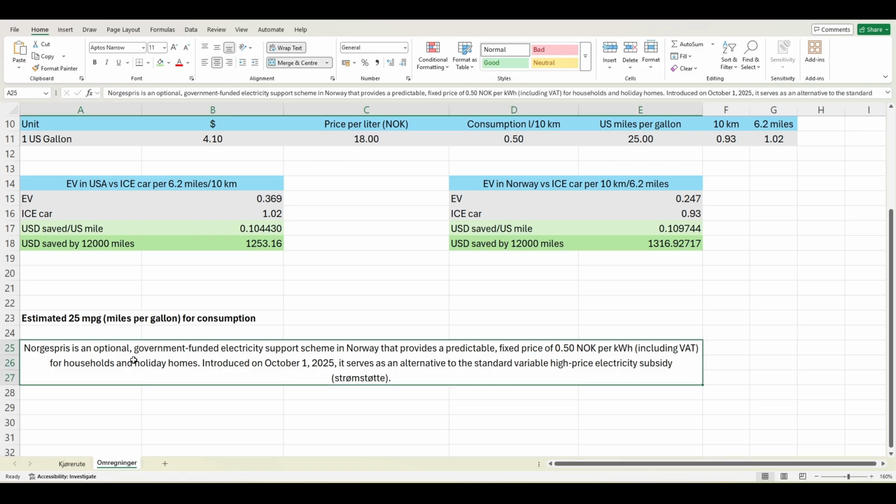So Norgespris is an optional government-funded electricity support scheme in Norway that provides a predictable fixed price of 0.50 NOK per kilowatt hour, including VAT, for households and holiday homes.